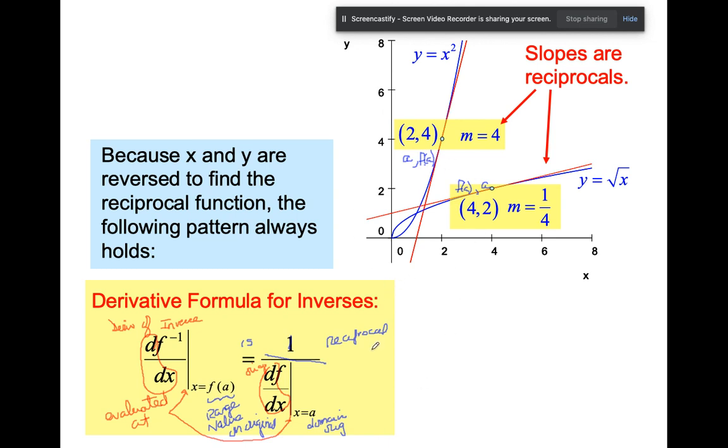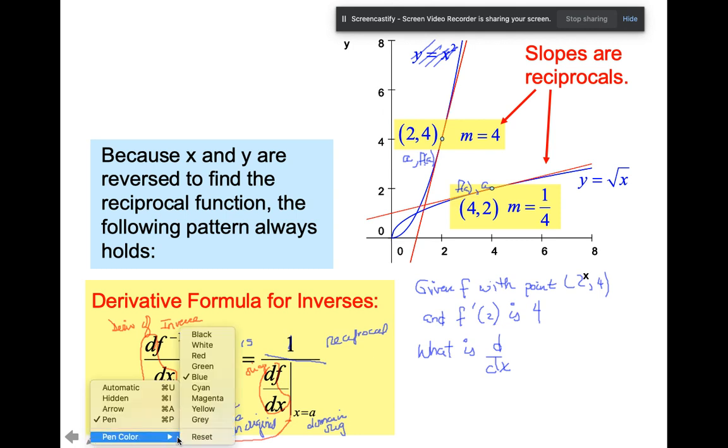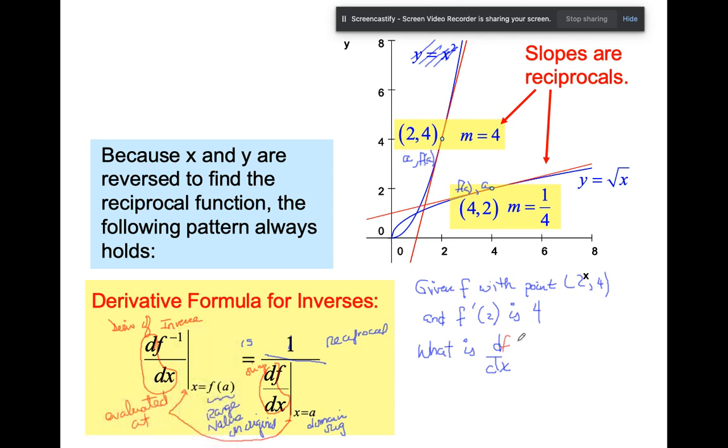So how would that look here? What if I hid x squared? What if you didn't know that you had x squared? What if I said, hey, given a function f with the point 2, 4, and f prime at 2 is 4, what is the derivative of the inverse evaluated at 4?